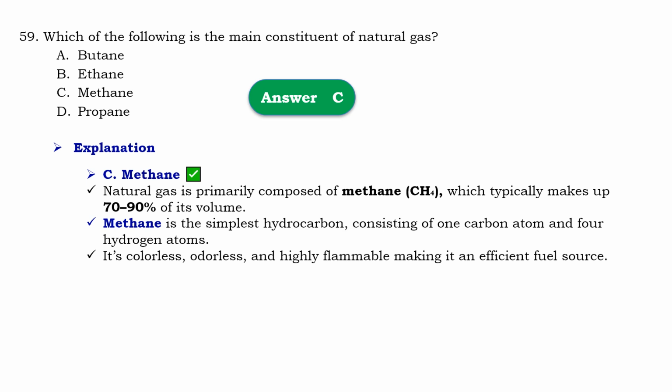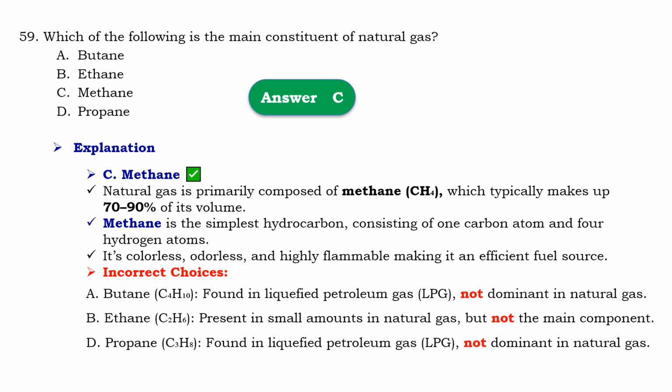So that should be C, methane. Natural gas is primarily composed of methane, which typically makes up 70 to 90% of its volume. Methane is the simplest hydrocarbon, consisting of 1 carbon atom and 4 hydrogen atoms. It is colorless, odorless, and highly flammable, making it an efficient fuel source.